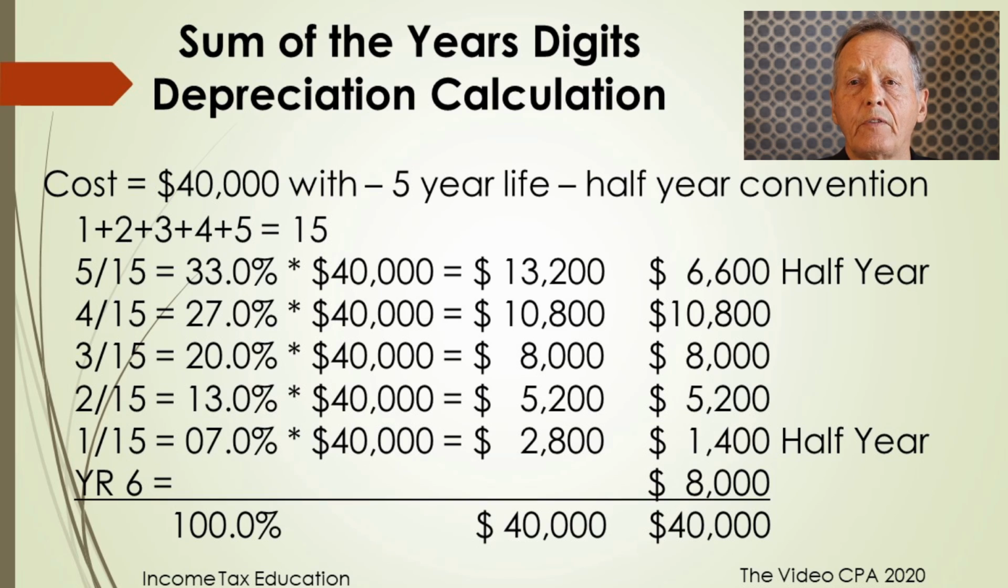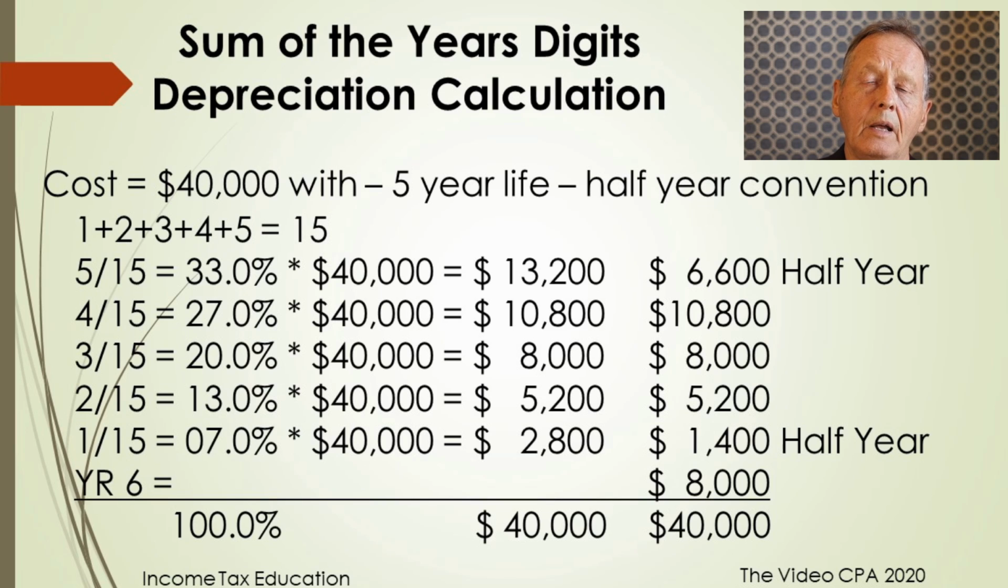So in the first year, 5/15ths equals 33%, and you're going to apply those percentages against your purchase price every year until it's exhausted. So in this case, 33% times $40,000 is going to equal depreciation of $13,200. Now, using the half-year convention, you're only going to get $6,600 for that first year.